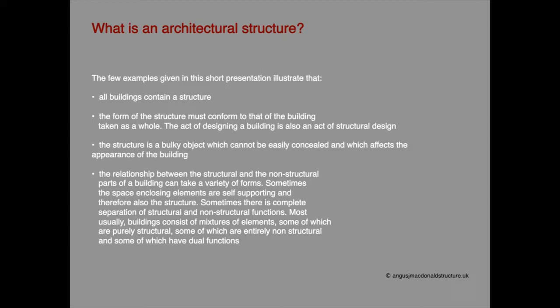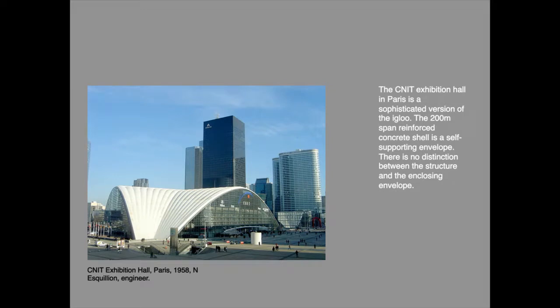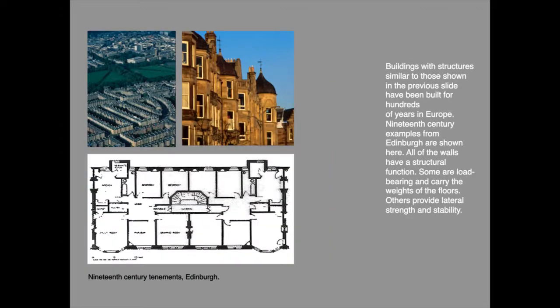The relationship between the structural and non-structural parts of the building can take a variety of forms. Sometimes, as at the Guggenheim Museum, the structure and non-structural parts are entirely separate. Sometimes, as in the CNIT shell, the enclosure and structure are one and the same thing. Often, as in the tenement buildings, structural and space planning elements are entirely integrated.